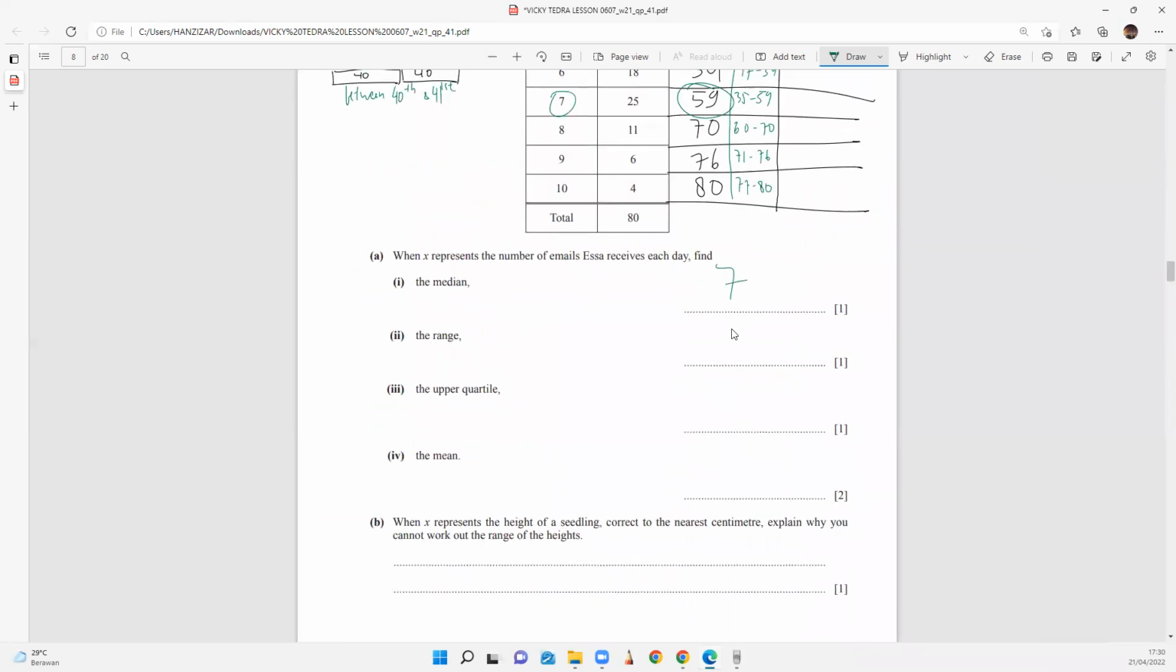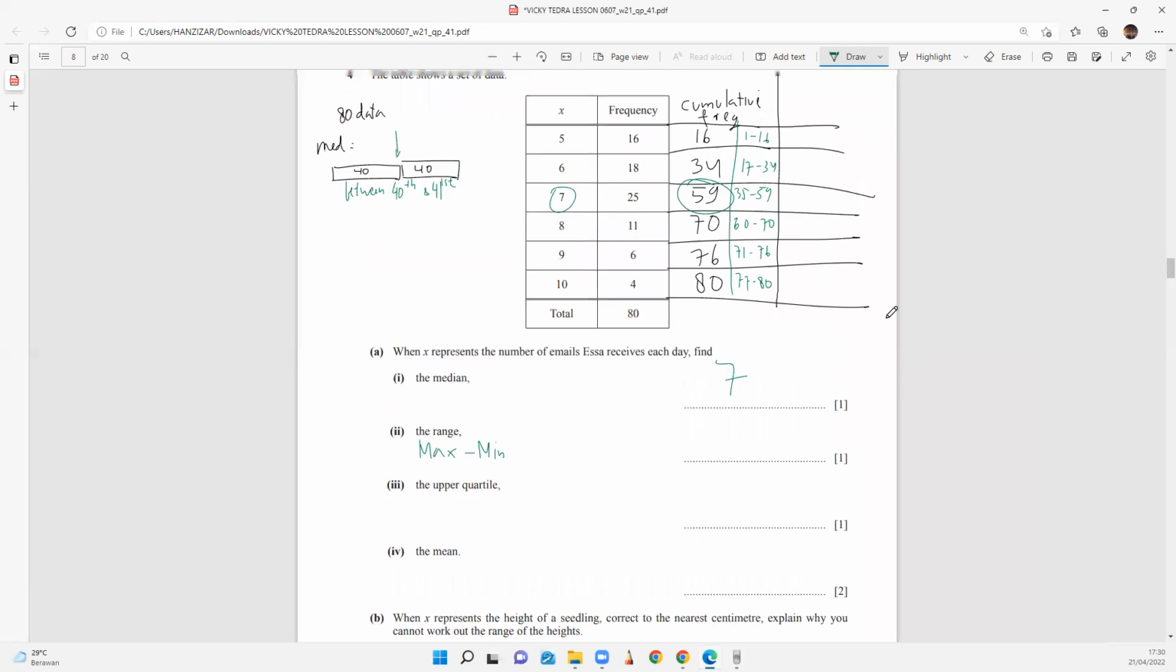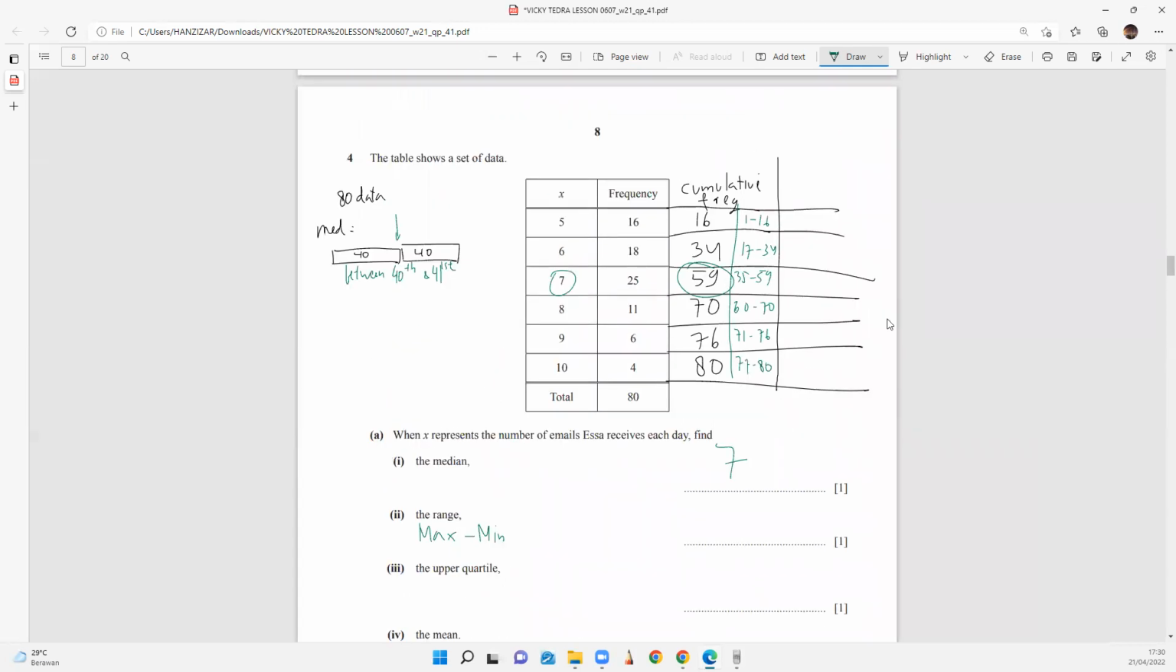So what is range? Range is the maximum subtract by the minimum. So the maximum amount is 10 minus 5. Quite simple. And subtract 5. Okay, and then it is 5.